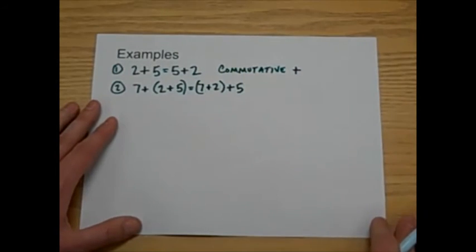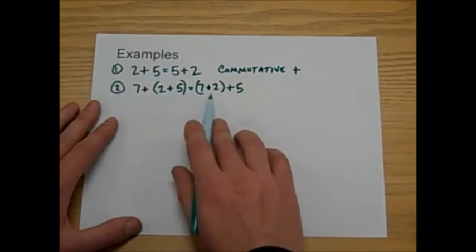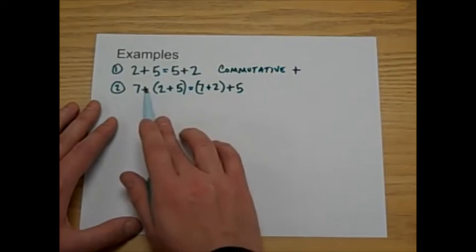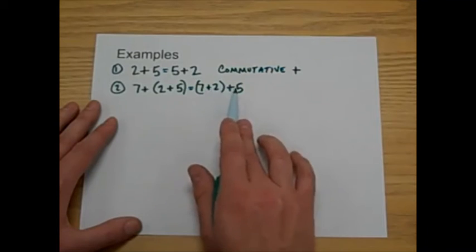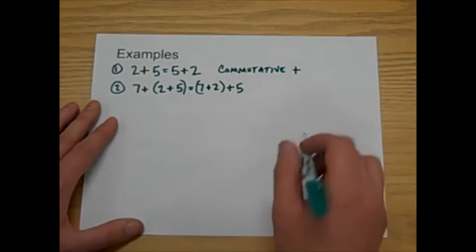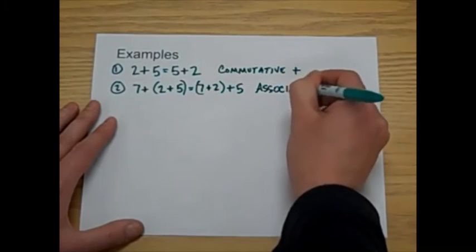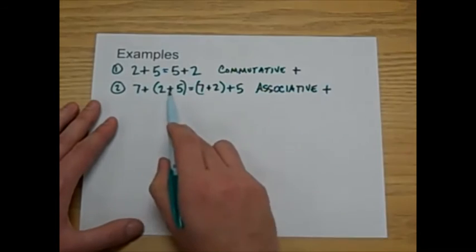Okay, let's try this example. It looks like the grouping has changed. And here I have 2 plus 5. Over here I have 7 plus 2. But it doesn't matter. I end up with the same thing. That's 7 plus 7 is 14. 7 plus 2 is 9. Plus 5 is also 14. This is an example of the associative property of addition. Now notice how the order has not changed.